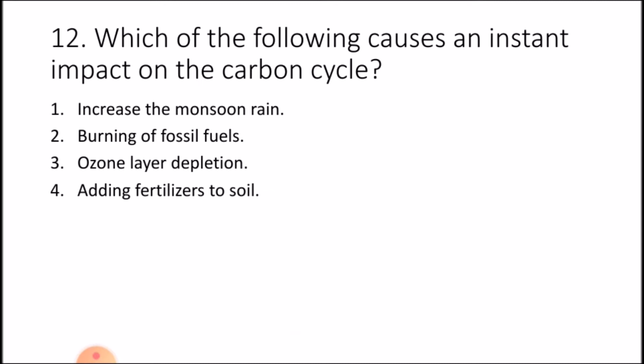Question number 12. Which of the following causes an instant impact on the carbon cycle? Increase in monsoon rain, burning of fossil fuels, ozone layer depletion, adding fertilizers to soil. So increase in monsoon rain and ozone layer depletion are effects caused by the greenhouse gases, and also other gases like that are capable of destroying the ozone layer.